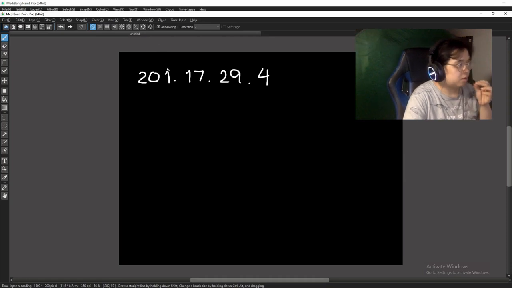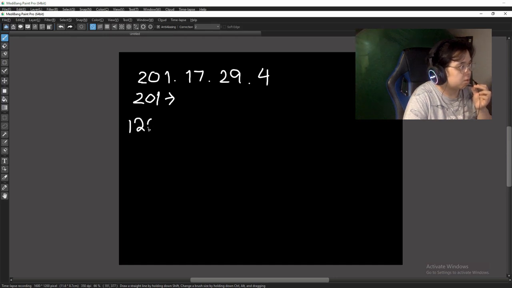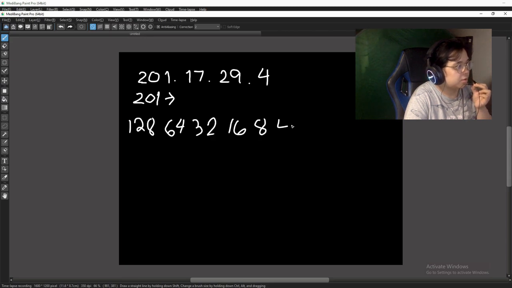So for our first set of numbers, we have 201, 17, 29, 4. This is our IP number. To convert this, we have to split it into four numbers. So first, we're going to convert our first number here, which is 201. In order to convert our numbers, we have to place down powers of 2 that we can subtract from this number. So first, we have 128, 64, 32, 16, 8, 4, 2, and then 1.